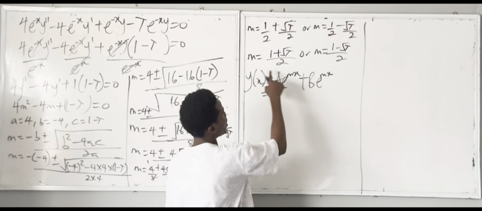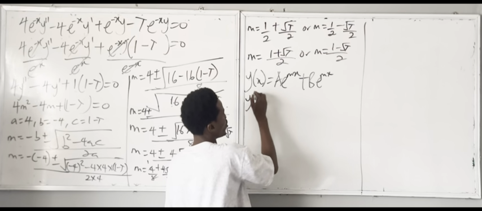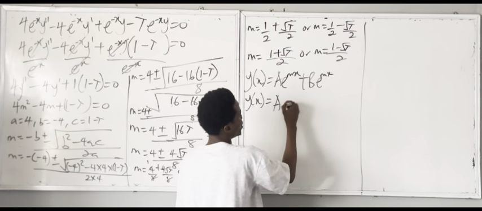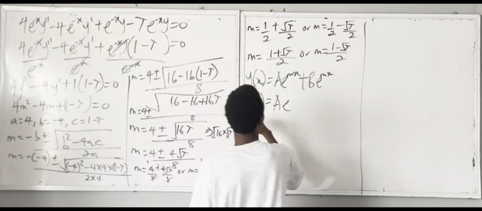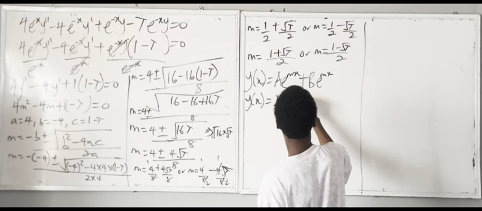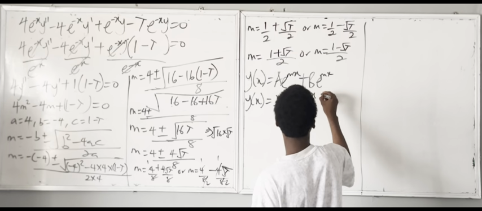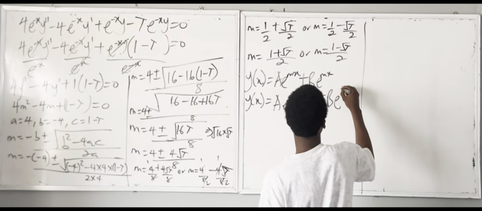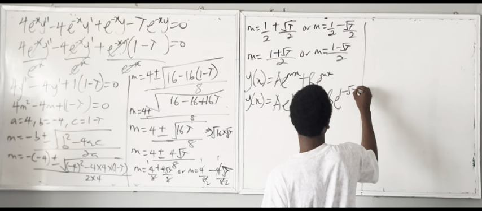So whenever I see m, I put this. I'm going to have y of x as a exponential of 1 plus root lambda x, plus b exponential of 1 minus root lambda x. So this is the solution.